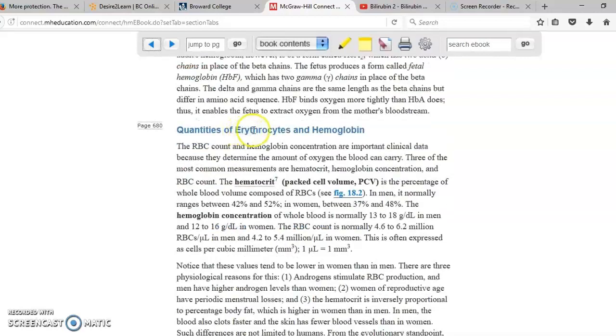It says in here quantities of erythropoietin and hemoglobin. What is the concentration of hemoglobin? Approximately 12 to 16 grams per deciliter. The lower value usually belongs to females, the higher value belongs to males.